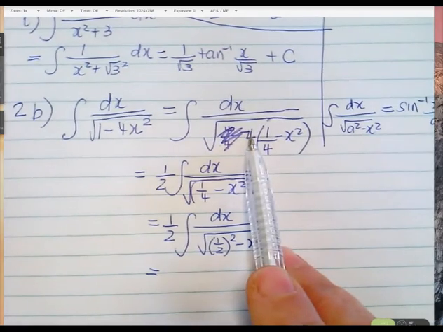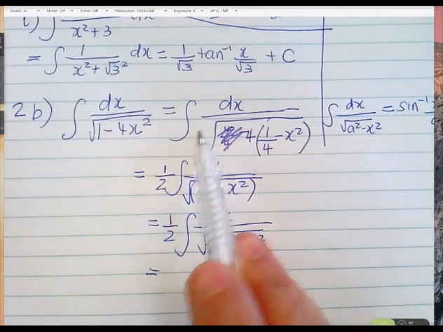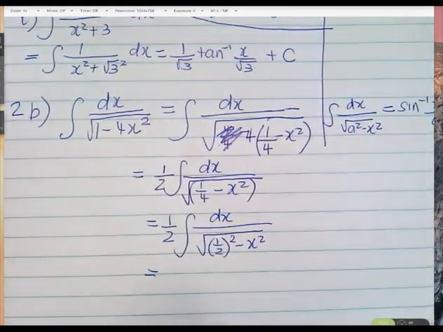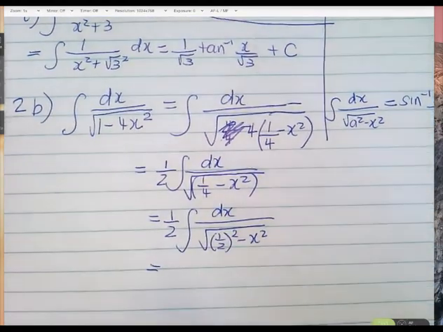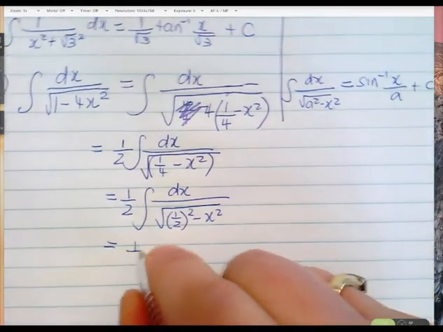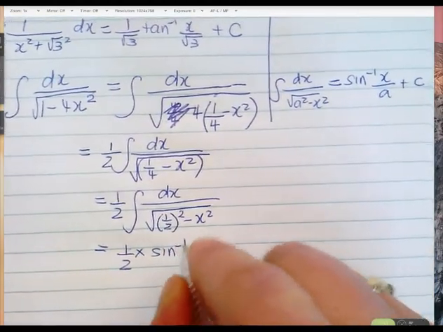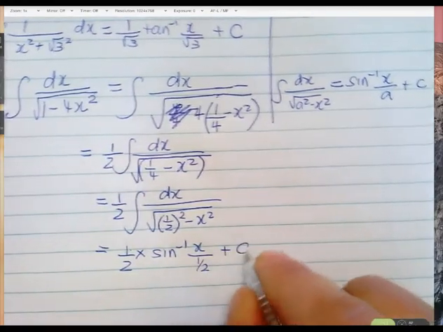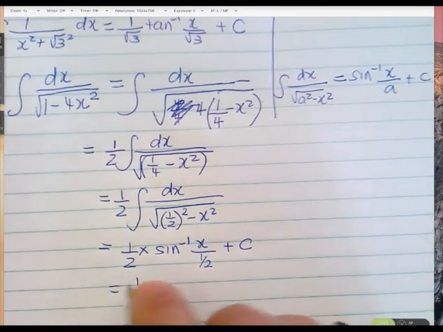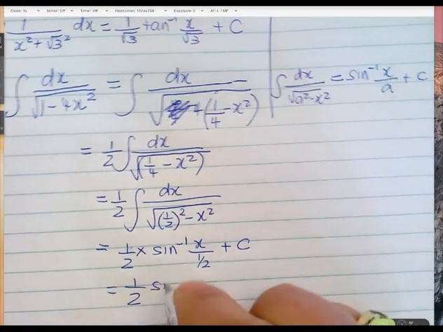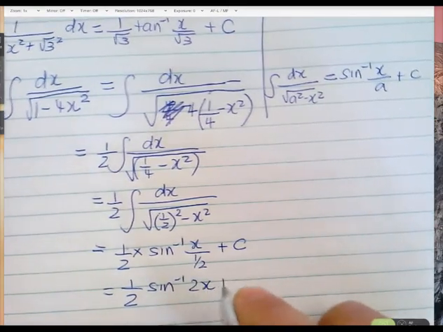Girls, are we okay with this 4? Square root of 4 is 2. So we'd have a 2 out the front of the square root. We may as well bring it in the front to the front of the integral. So what do we got now? Now we can do it. So that's a half times the inverse sine of x divided by a half plus c, which is what? A half inverse sine of 2x plus c.